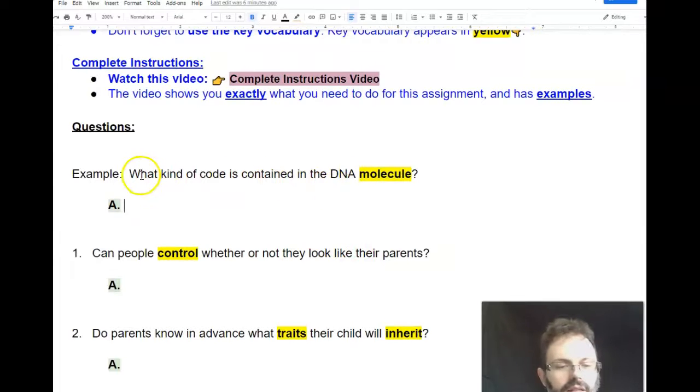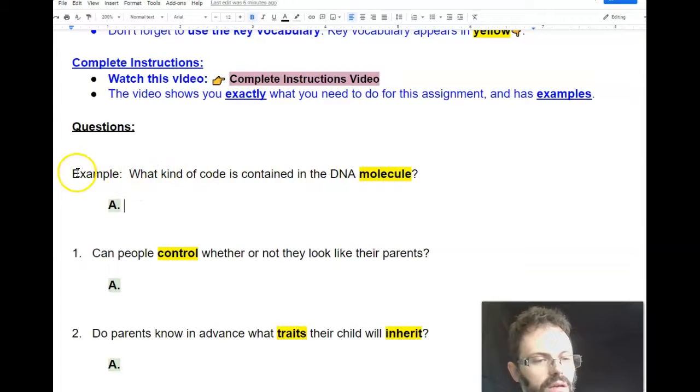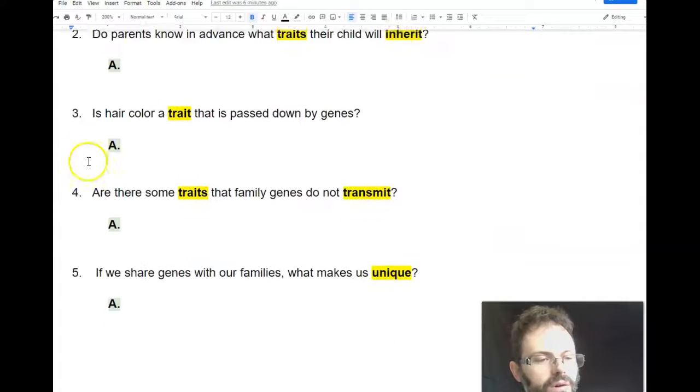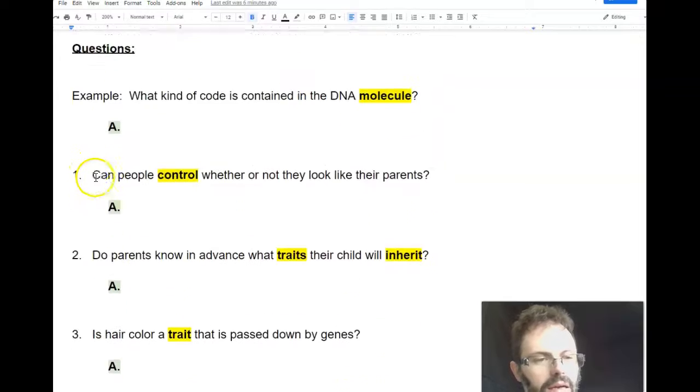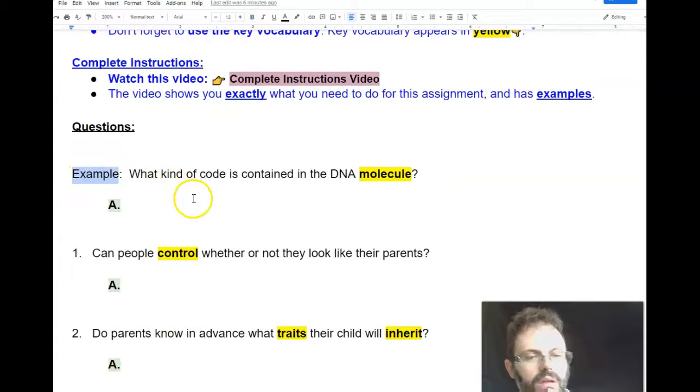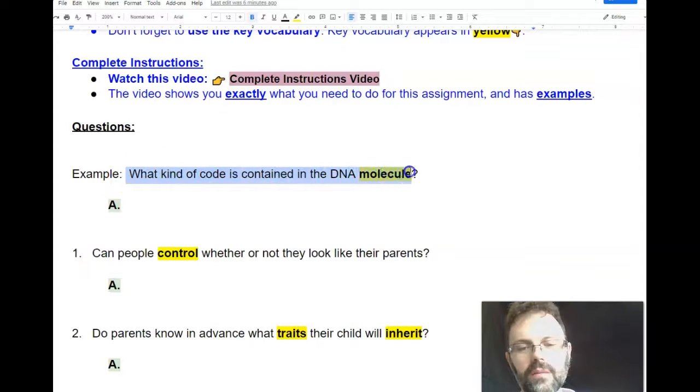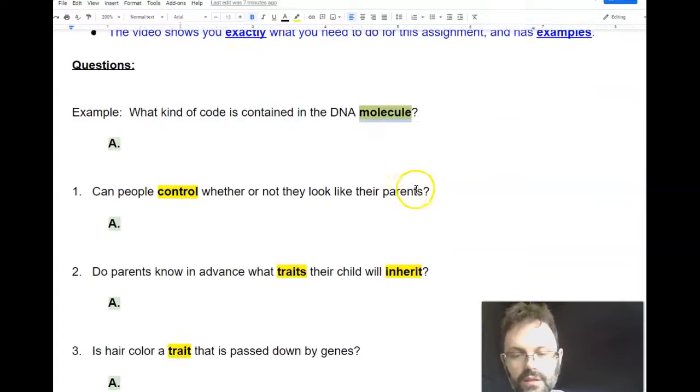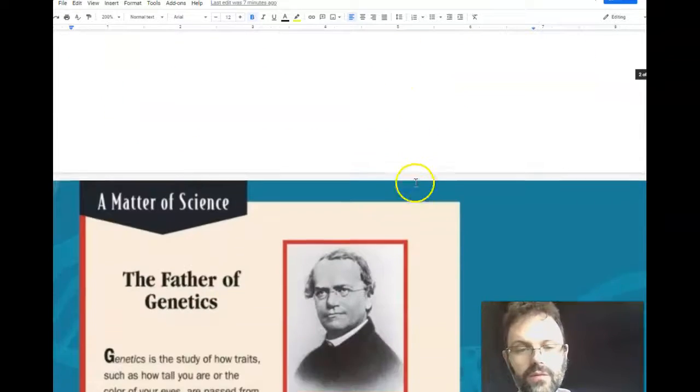So, how do I get the answer to these questions? There are 5 questions here and 1 example question. Let's do the example question together. And again, maybe your question is different. Maybe you have a different article, but it's the same way for every vocabulary questions assignment. So it says, what kind of code is contained in the DNA molecule? Molecule is a key vocabulary.